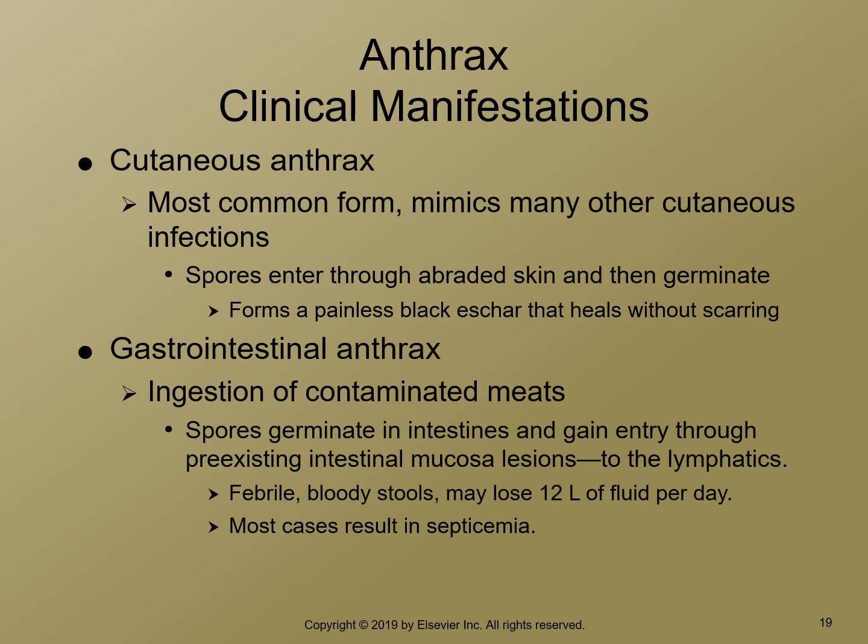Clinically, remember there were several manifestations of anthrax. There's the cutaneous anthrax, which is the most common form, and it also mimics a lot of other cutaneous infections. So the spores enter through abraded skin and then germinate, and then it forms a painless black eschar that heals without scarring. The gastrointestinal anthrax results from ingestion of contaminated meats. So spores germinate in the intestines and gain entry through pre-existing intestinal mucosal lesions to the lymphatics. Symptoms include fever with bloody stools, and infected persons may lose up to 12 liters of fluid per day. Most cases result in septicemia.